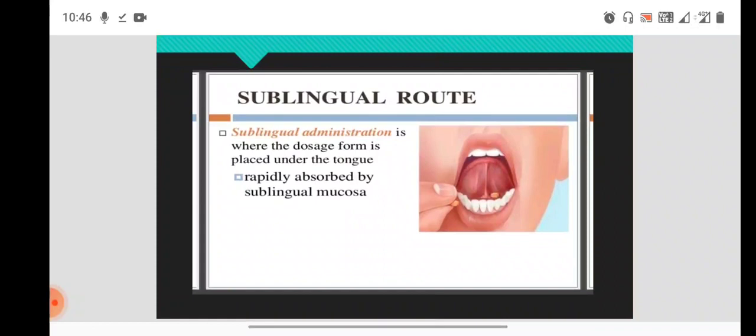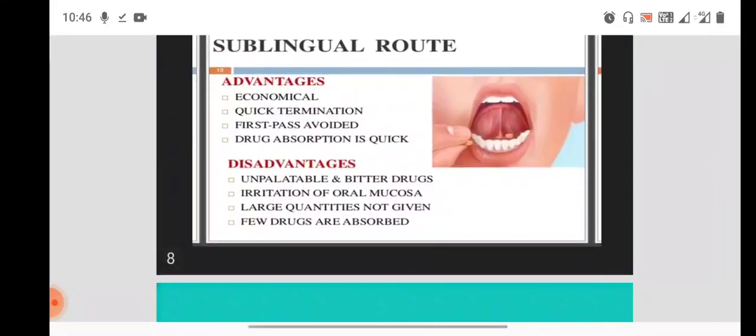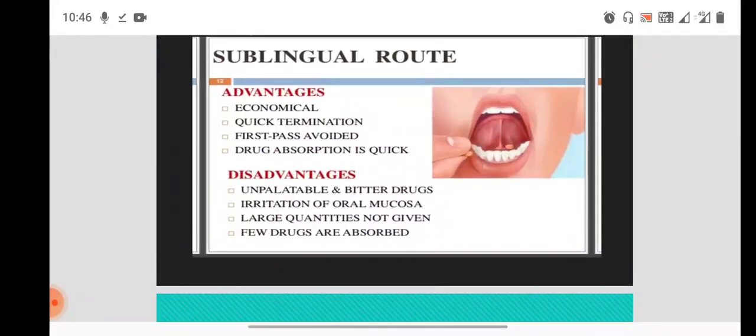So next is the sublingual route. Sublingual administration is where the drug or tablet should be placed under the tongue. So rapid absorption will be there. The advantages are that it is economical and first pass metabolism is avoided. The disadvantages are that some drugs may be irritative and only a few drugs are absorbed.